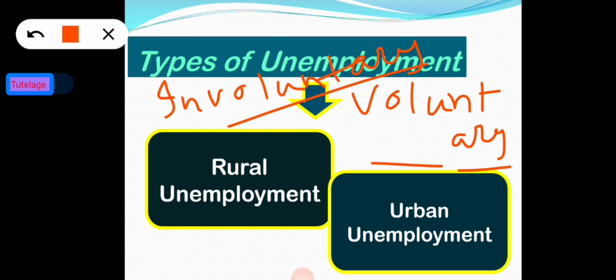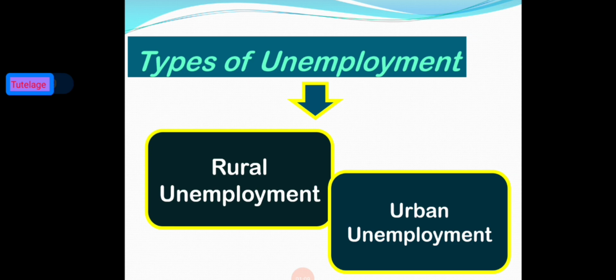Okay, so I think this is clear. Involuntary unemployment refers to a situation when people are willing to work at the prevailing wage rate but are unable to find any kind of work. So those people are known as involuntarily unemployed. I think this is clear: rural unemployment, urban unemployment, voluntary and involuntary unemployment.